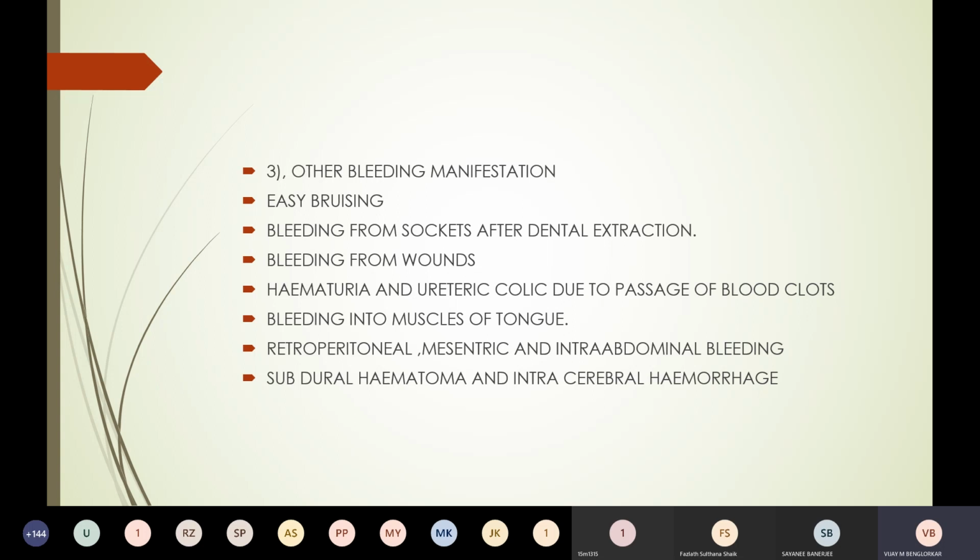So any person, young patient particularly, has sudden bleeding anywhere in the joint, commonly, followed by rarely you get it in the muscles of tongue or abdomen or brain. Think of hemophilia.